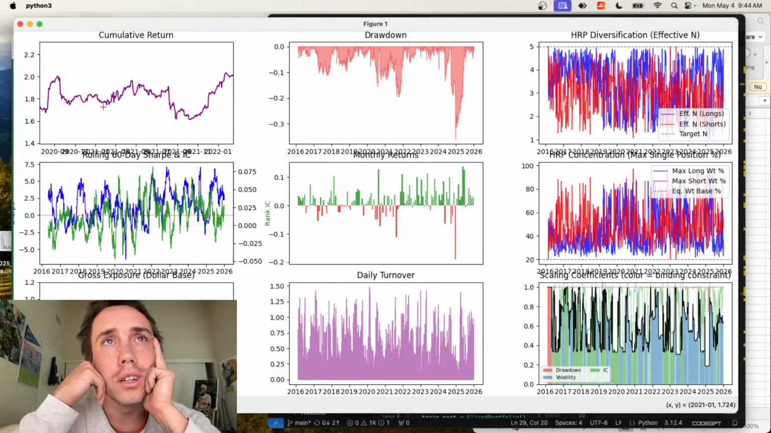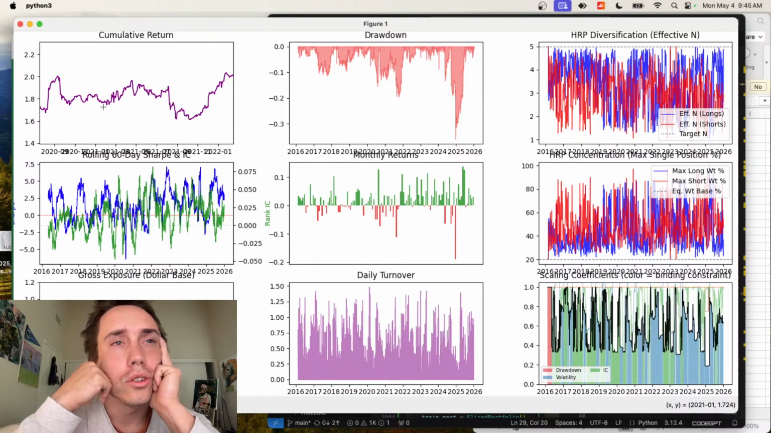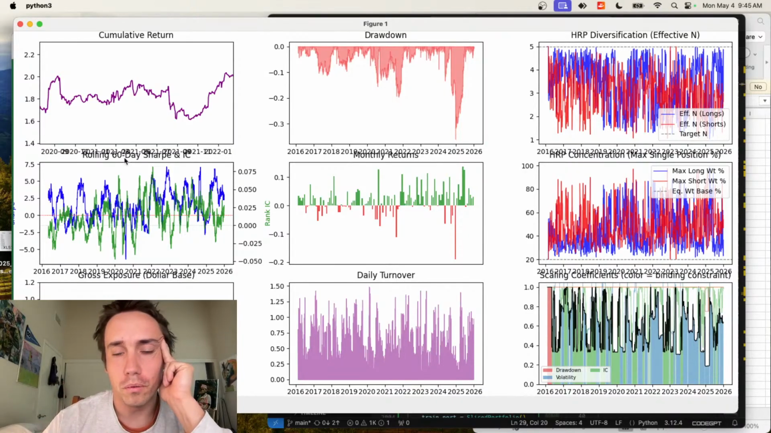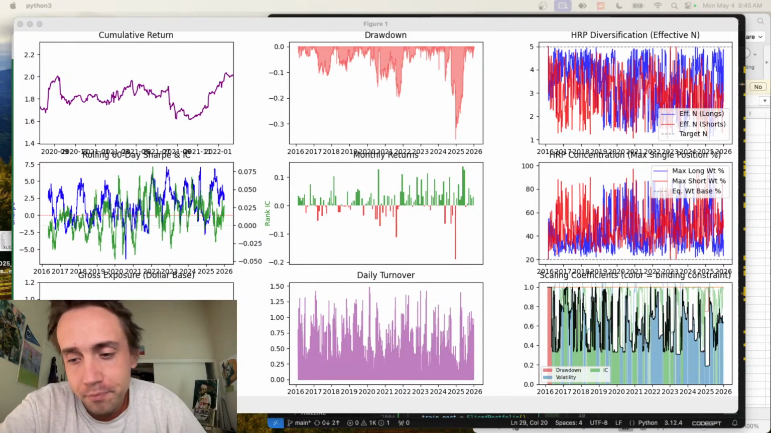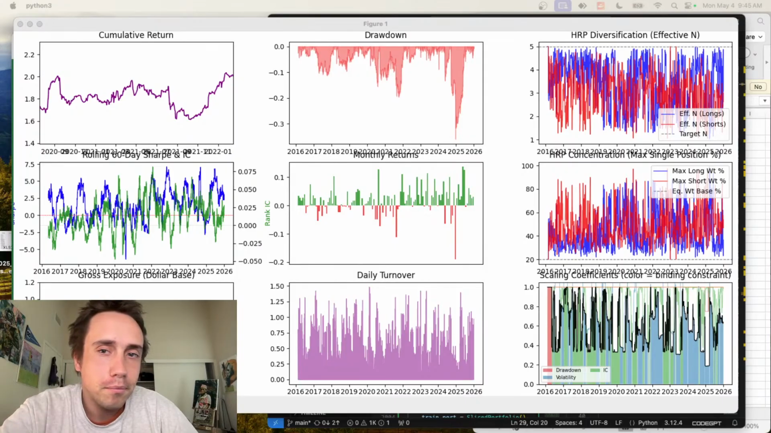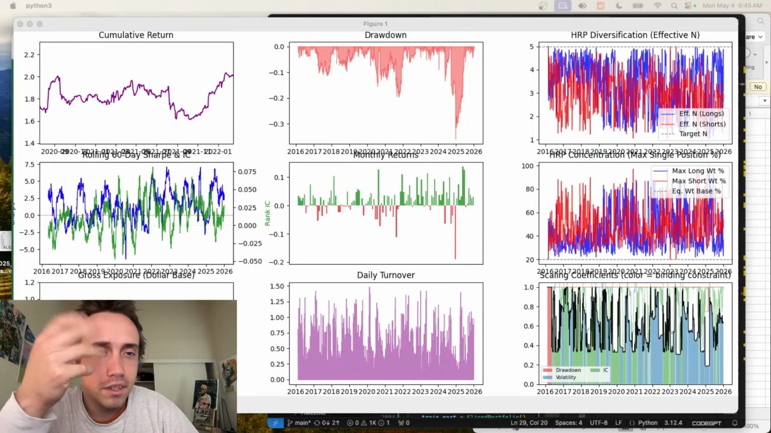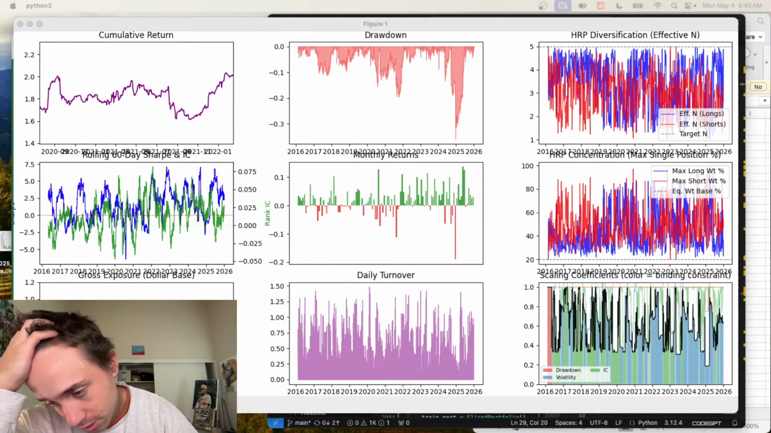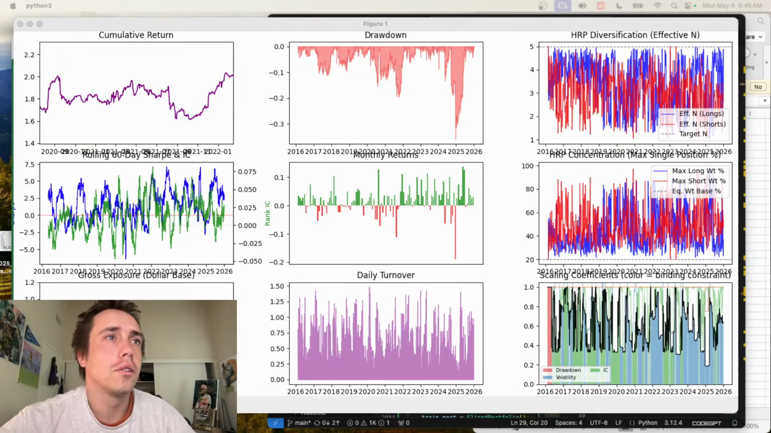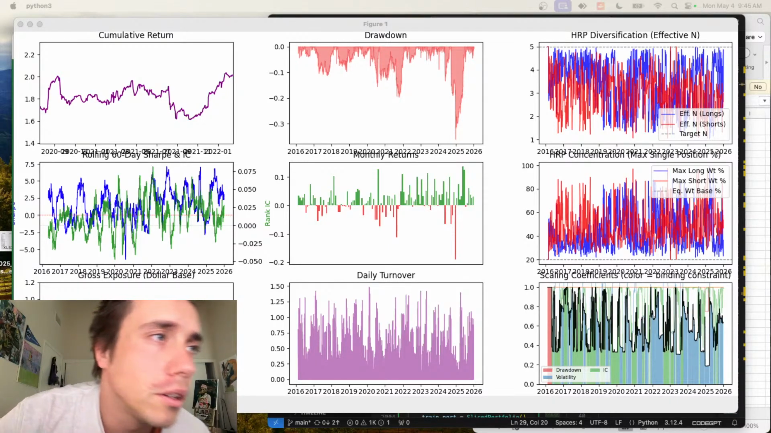But I'm kind of confused on why is gross exposure never going above 1 if the optimal parameter for the maximum volatility leverage can go up to 2? Why is the gross exposure never going above 1?